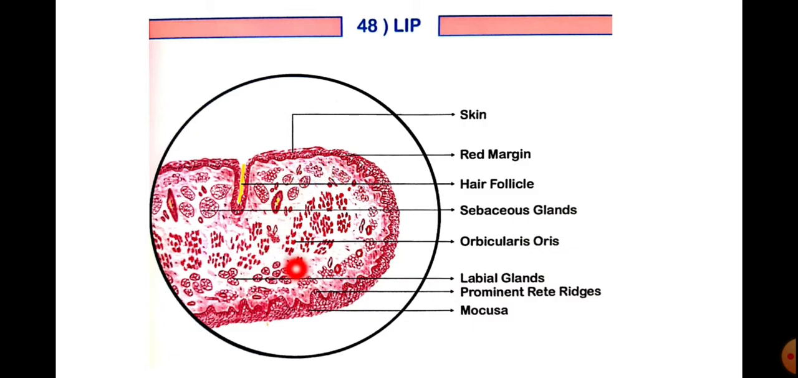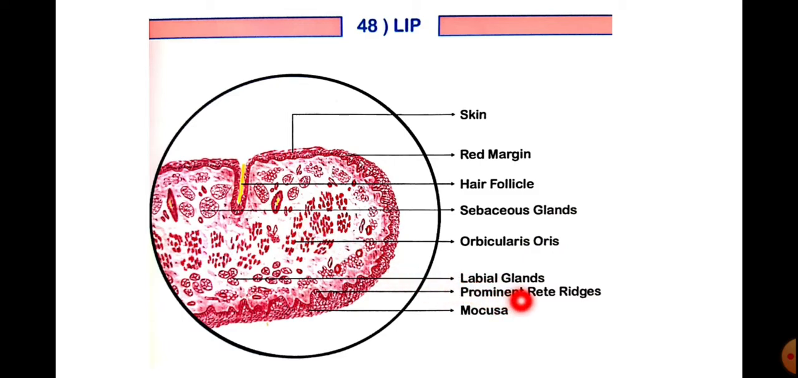So we have seen all the features. On the outer aspect there is the skin. Then there is the vermilion border, also called the red margin. Hair follicles are there along with the skin, and along with the hair follicles there is the presence of sebaceous glands. Here, these are the sebaceous glands. You can also find sweat glands in it. Then the central core is the orbicularis oris muscle, skeletal muscle, in transverse section.